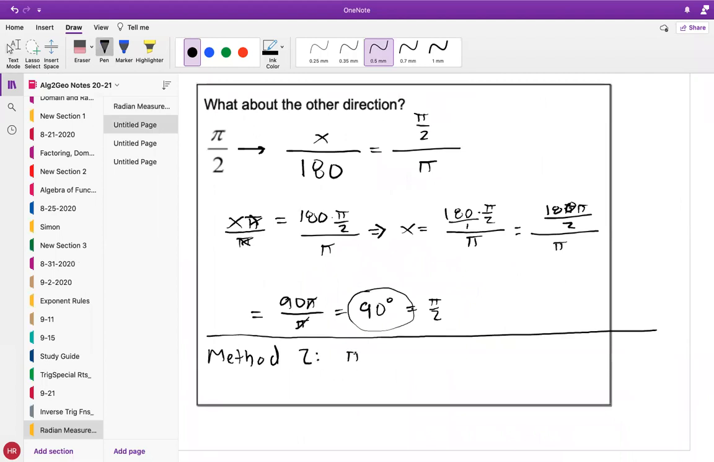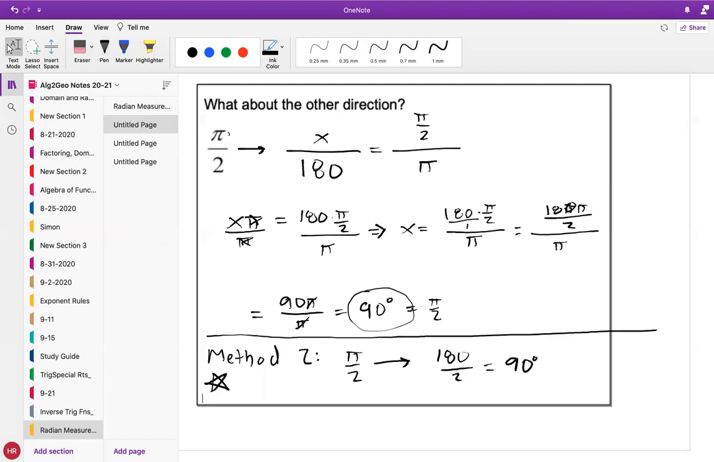So I have pi over 2 radians. Well, pi is equal to 180 degrees. So I can just replace this pi with 180. And I get 90 degrees and I'm done. This is so much easier than the other way that it's almost not worth doing it that way. When someone asks me how to do this, I think about pi is 180, 180 divided by 2 is 90. So I recommend that you use this method, but know that the proportion works every time.